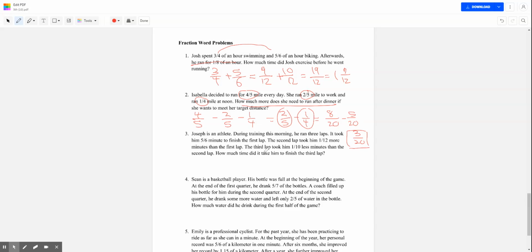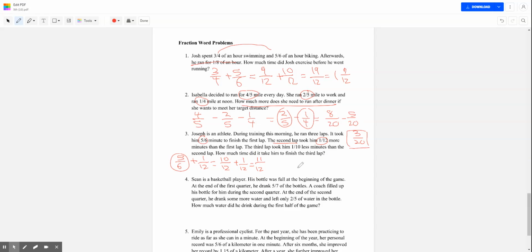So to figure out the time on his third lap, we first have to figure out the time on the second lap. So it says that the second lap took him 1/12 more minute than the first lap. So we're going to add this value to 5 over 6. We're going to multiply this value by 2 over 2 to get the common denominator, which is 10 over 12 plus 1 over 12. That is 11 over 12 minutes.